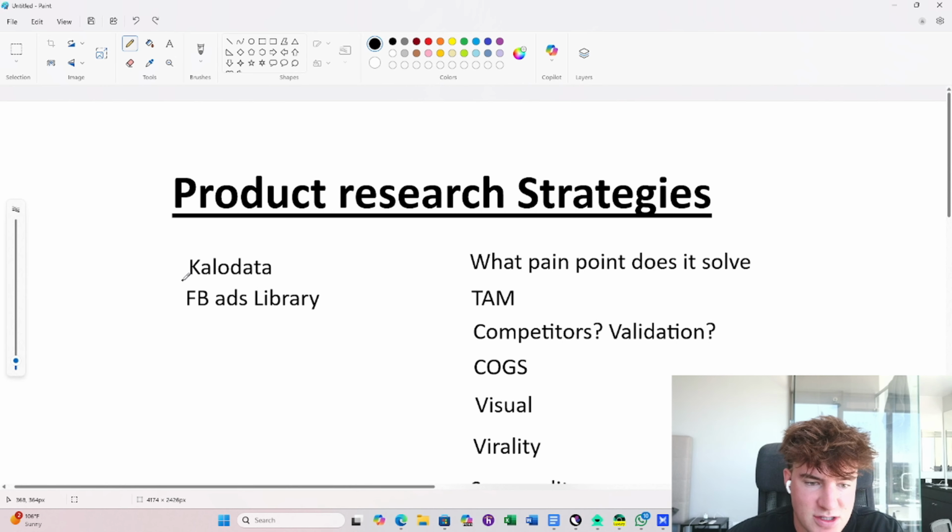So basically the two things that I'll use for product research are Kalodata and Facebook ad library. And basically what I'm looking for in these products is what pain point does it solve? So I've said in past videos that I really like to look for it to solve like a big pain point or a big problem. But this product that I just launched, I might show it at the end. But with this product, it doesn't solve any of that. It's just a product that moms can gift to their kids. So you almost have to take that into account.